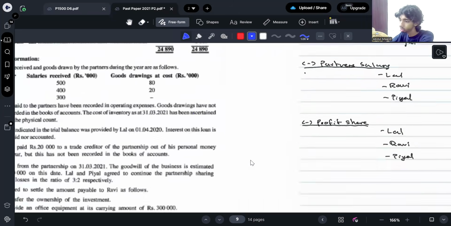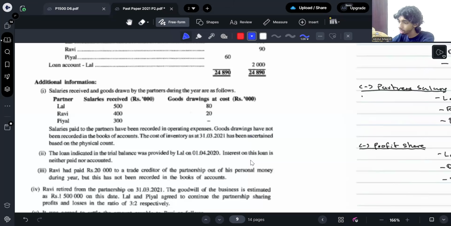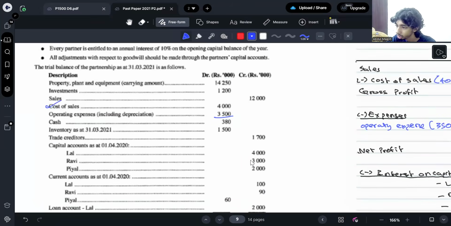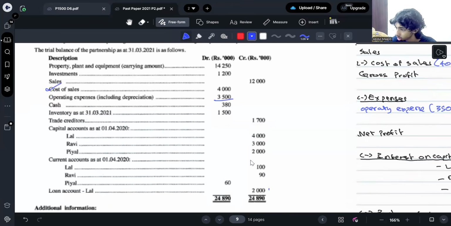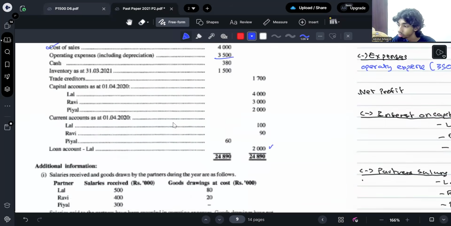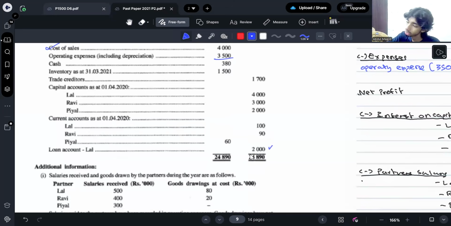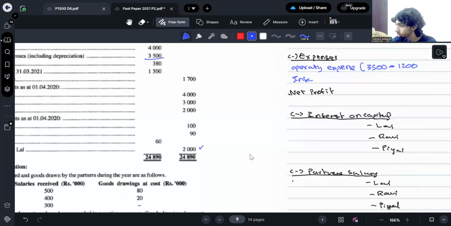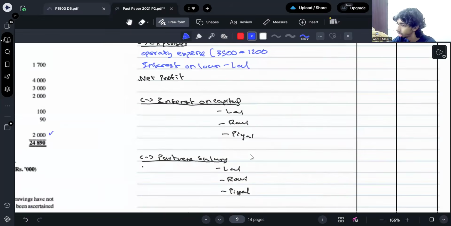Okay. Then next, the loan indicated in the trial balance was provided by Lal on 1st of April 2020. Interest on this loan is neither paid nor accounted for. So the loan provided by Lal, that is 2,000. Okay. Have they mentioned any interest amount for loan? No. Then you should follow section 24. Provide loans for existing partners 5%. 5% of 2000 is 100. So Lal, interest on loan, Lal 100.